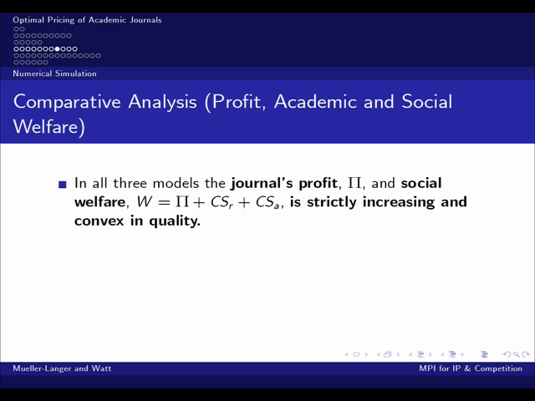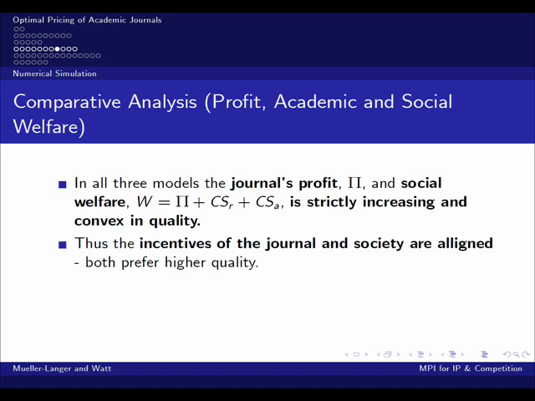Okay. Now, comparative analysis. Well, in all 3 models, the journal's profit and social welfare is steeply increasing and convex in quality. So in this sense, the incentives of the journal and also the incentives of society are aligned. Both prefer higher quality. And this is where our work in progress with respect to the capacity constraints kicks in, but we will come back to this later.